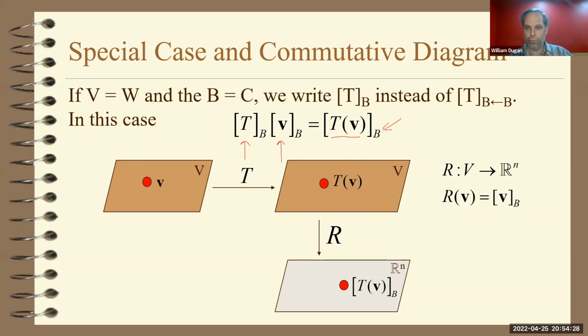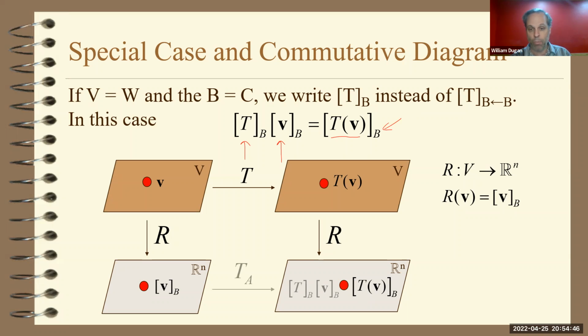Now, if this is one way to do the mapping, you could also instead find v's coordinates relative to B first, and then take that vector and pre-multiply it on the left with the matrix of T relative to B. When you do so, you have to get the same thing. This is what's called a commutative diagram. It means that the order of the operations doesn't matter. You can do it either way, you'll get the same answer. You'll still get the same representation.